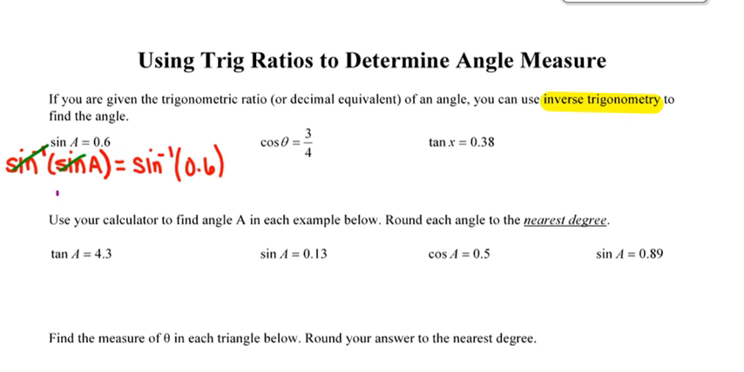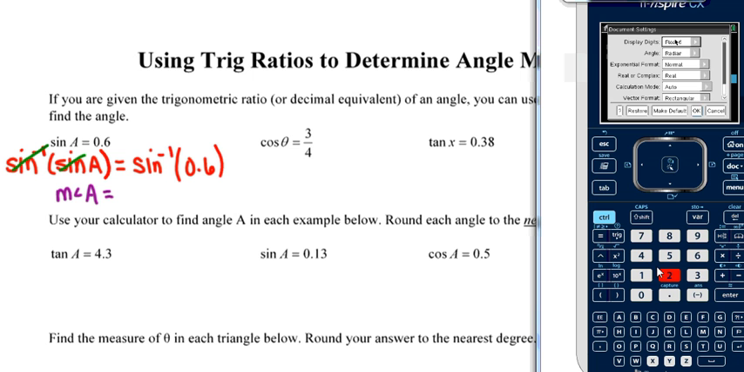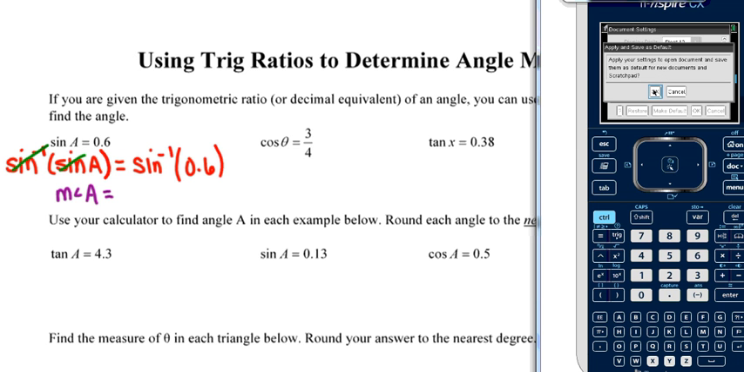So I'm left with, on the left-hand side of my equation, the measure of angle A, and on the right-hand side, I've got inverse sine of 0.6. And I'm going to find the value of inverse sine of 0.6 using my calculator. Now, just like before, I always need to check my document settings and make sure that my document settings are set to float 12 and to degrees. I'm going to go ahead and make that the default.